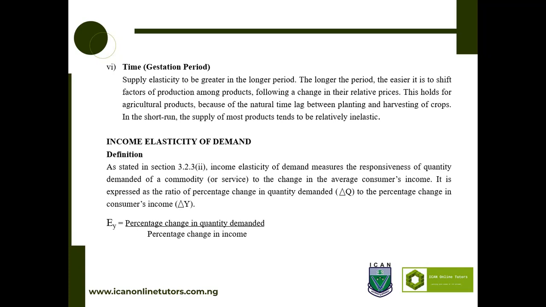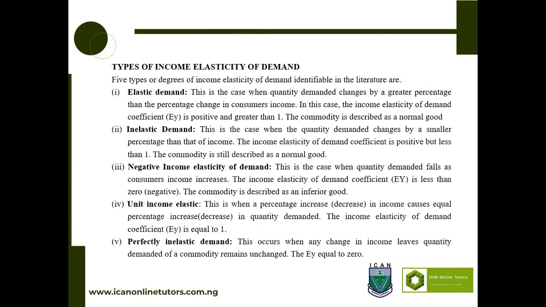So it is expressed as the ratio of percentage change in quantity demanded to the percentage change in consumers' income. Income elasticity of demand is equal to percentage change in quantity demanded divided by percentage change in income. So income will determine the quantity of goods to be demanded. Now let's take a look at types of income elasticity of demand.